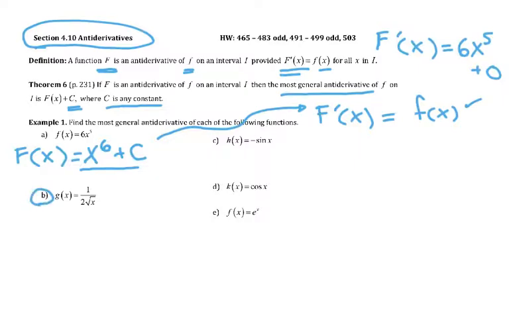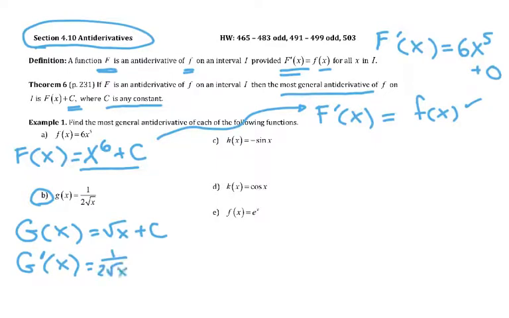Okay, so look at b. We want to find the function capital G, whose derivative is 1 over 2 times the square root of x. And you all know by now what that is. If you're unsure of your answer, you can always check it. What is the derivative of capital G? Well, that's 1 over 2 times the square root of x plus 0, because the derivative of a constant term is 0.